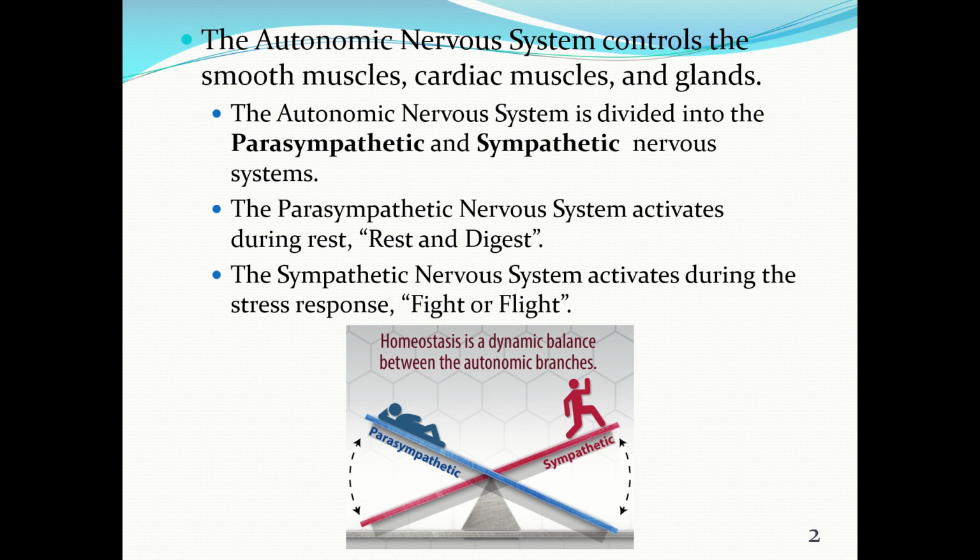The parasympathetic nervous system activates during the resting and digesting phase. The sympathetic nervous system activates during the stress response, known as fight or flight, and you can add freeze. So homeostasis is a dynamic balance between the autonomic branches of parasympathetic and sympathetic.